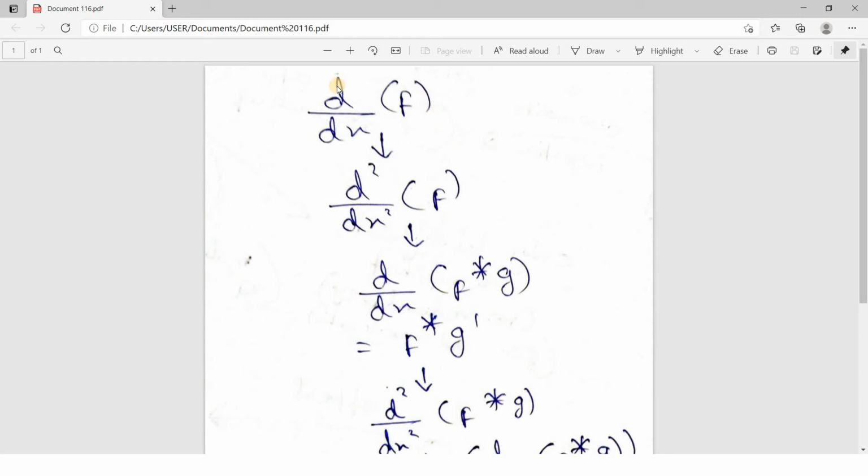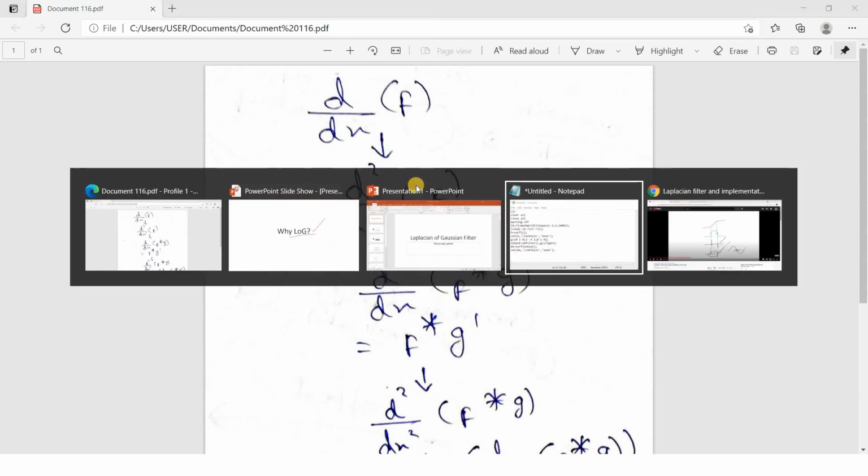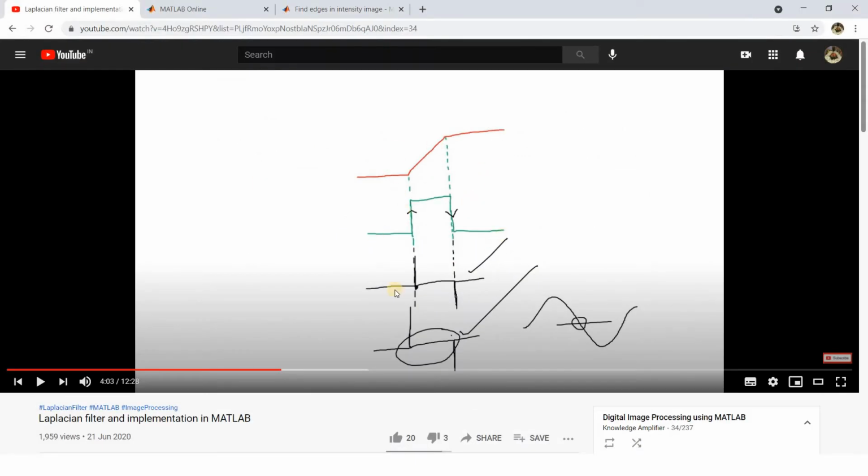To detect the edges, we were taking the derivative. Now we went to the double derivative. Why double derivative? If you recall why we switched to the Laplacian filter, that is the double derivative instead of the single derivative, I have clearly discussed it in the video Laplacian filter and implementation in MATLAB, so you can clearly understand this.